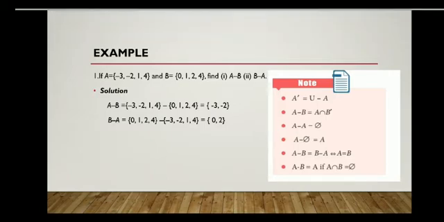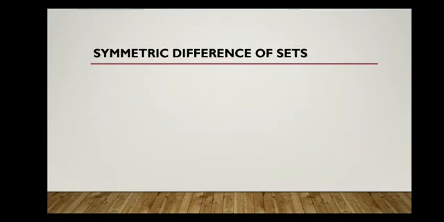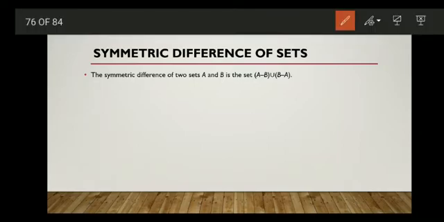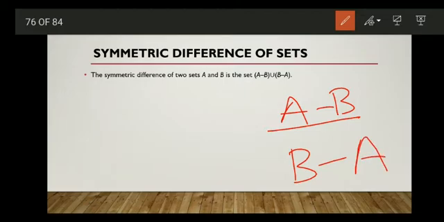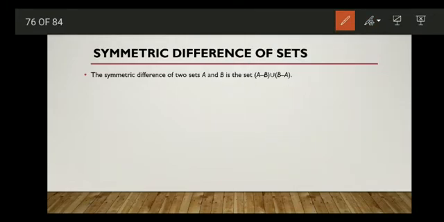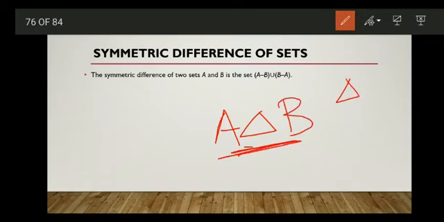Okay. So now we will see what is the symmetric difference of sets. The symmetric difference of two sets A and B is the set A difference B union B difference A. So to find the symmetric difference, first we need to find the difference between two sets, that is A difference B and B difference A. Then we have to union them. Okay. And it is denoted by A symmetric difference B. Okay. This small triangle, A symmetric difference B.